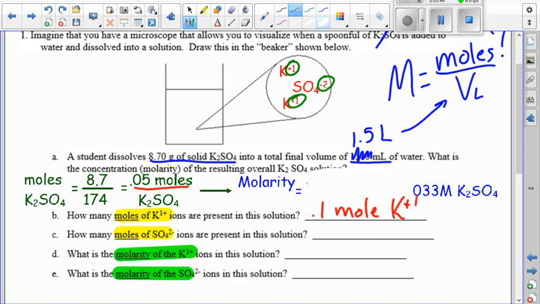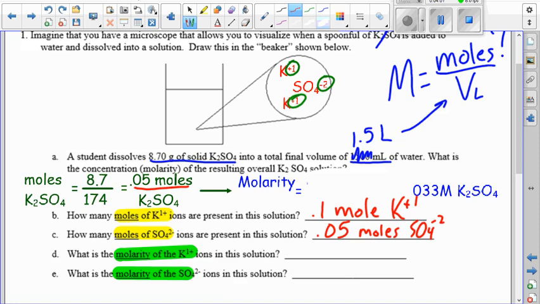Whereas the SO4, there's only 1 SO4. There's only 1 piece of cheese in every cheese sandwich. And so that's how many moles of SO4 we have as well. So we have 0.05 moles of SO4 minus 2.